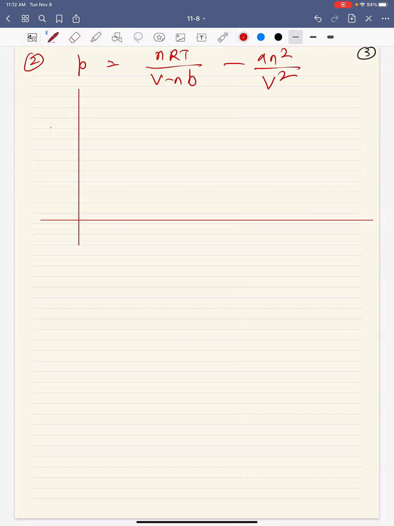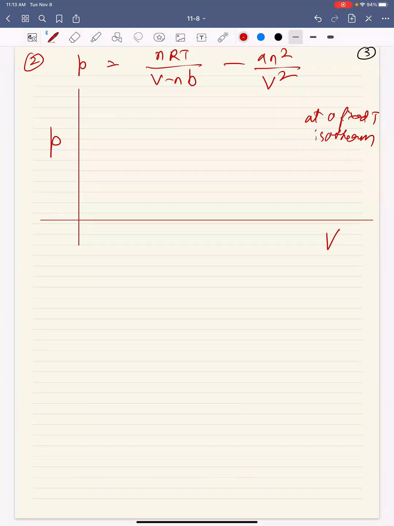I want to think about the van der Waals equation of state, which is P is equal to nRT by V minus nb, minus a n square by V square. And I want you to plot this for me at a fixed T, that is known as an isotherm, right? So I want someone to help me plot this thing. Pressure versus volume at a fixed T.